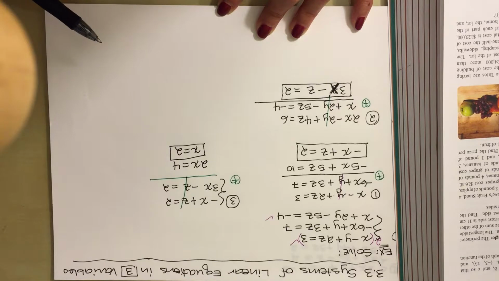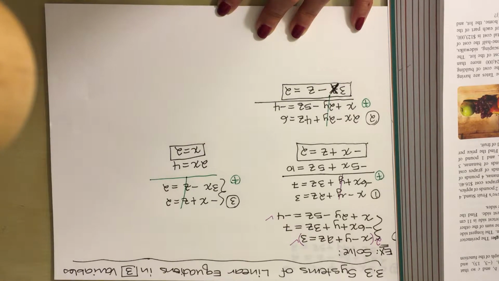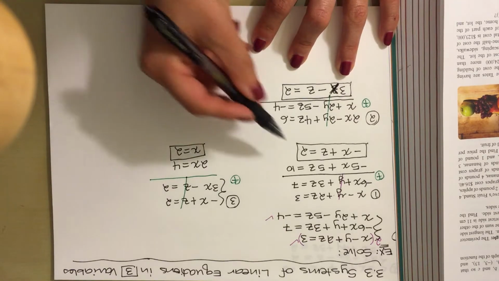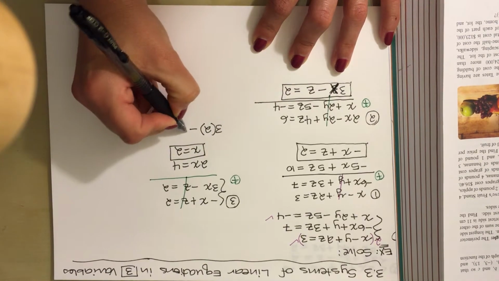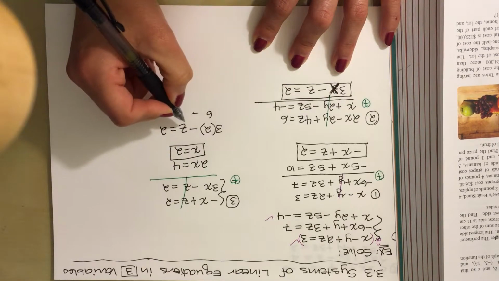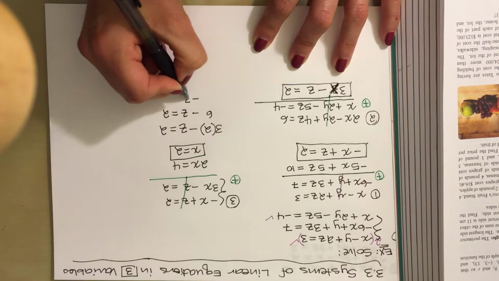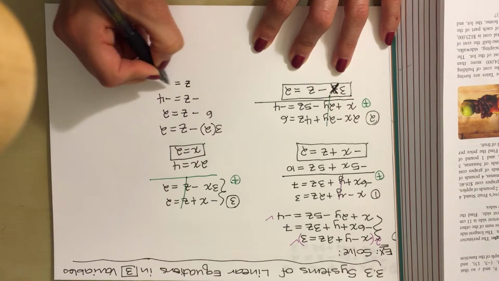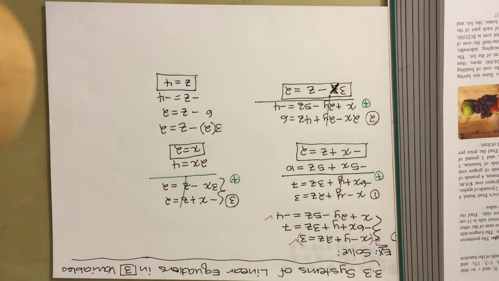I need to solve for z, and we just use one of these two equations. I'm just going to use the second equation. It doesn't matter. You could use the first. Subtract 6. Divide by negative 1 on both sides. z comes out to be 4. You need to find y.